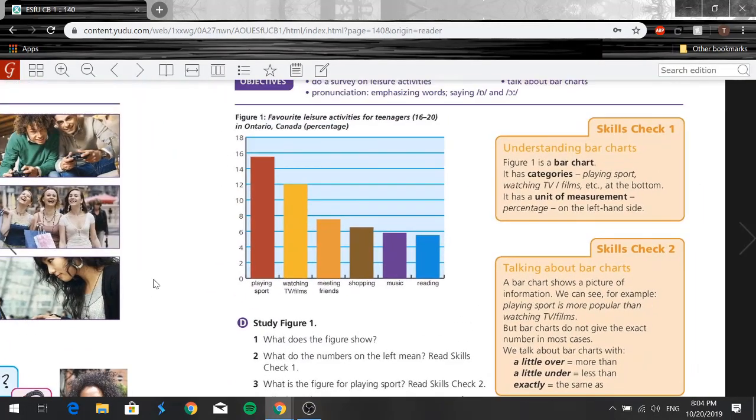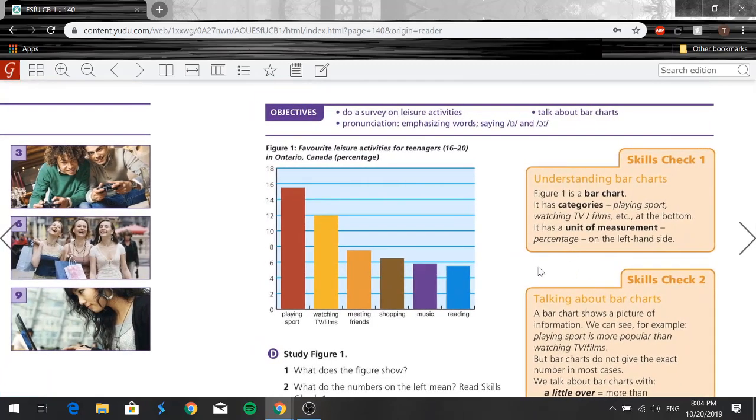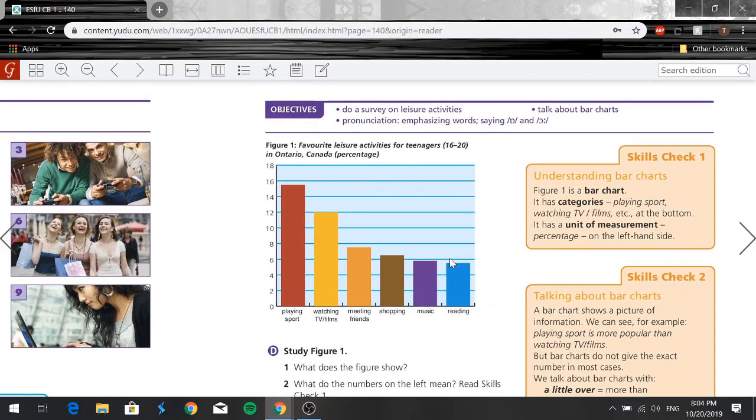What do we have here? Oh yeah, bar charts. So, let's go to skills check 1 here, understanding bar charts. Right. So figure 1 here is a bar chart. Well, it's called a bar chart first of all because you can see these different bars. I like to think of them as sort of close to chocolate bars, right? And you have these numbers on the side.